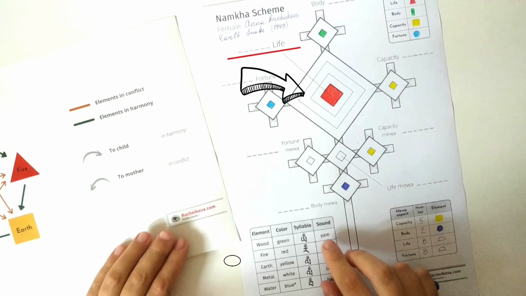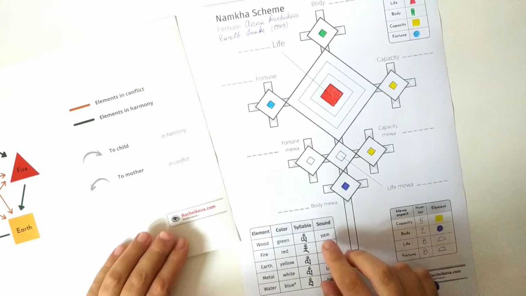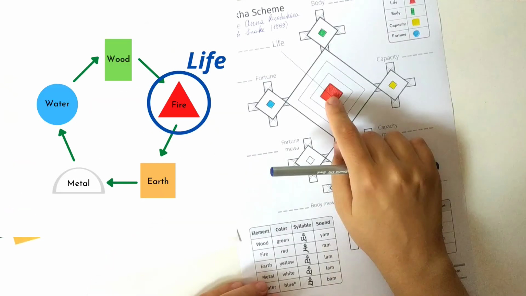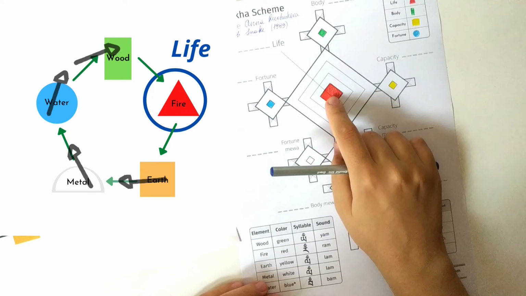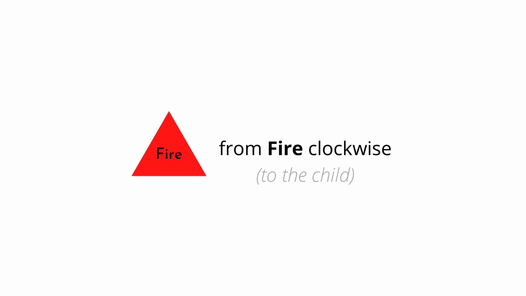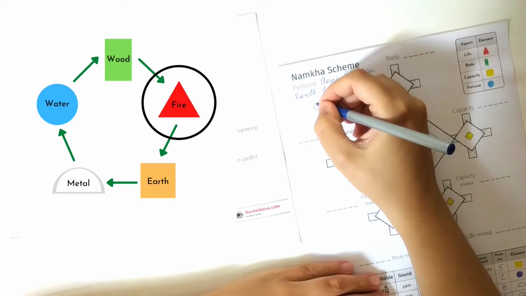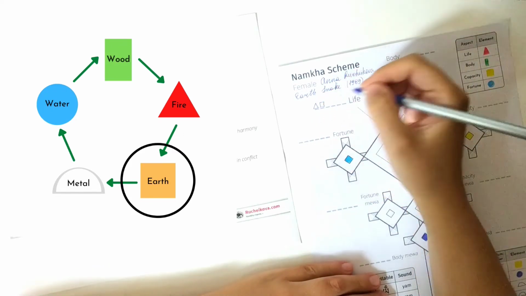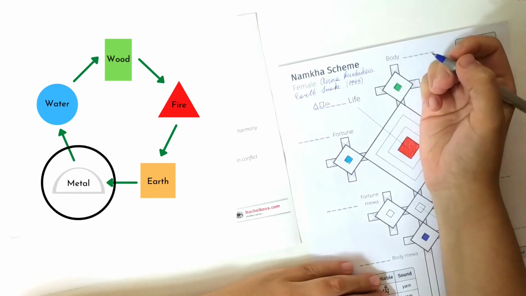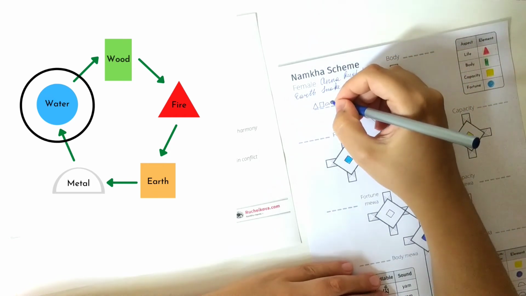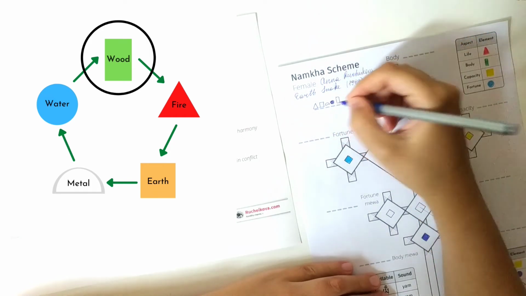Harmonization always starts from the life rhombus. Life rhombus always defines the final look of the whole Namkha. To create life rhombus, we need to wrap life element with the rest of the elements in child sequence. We start right from the life element. Fire, earth, metal, water, wood.